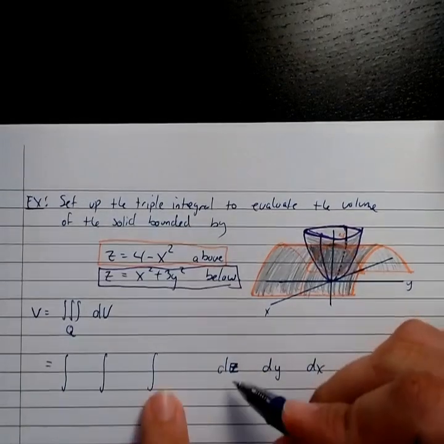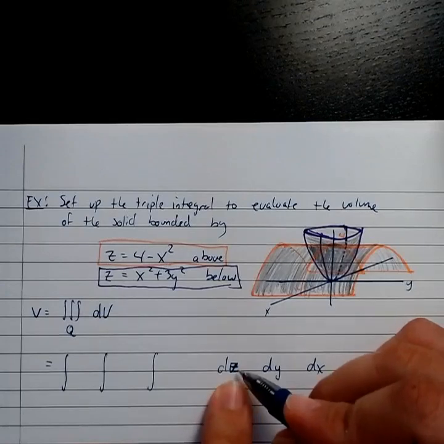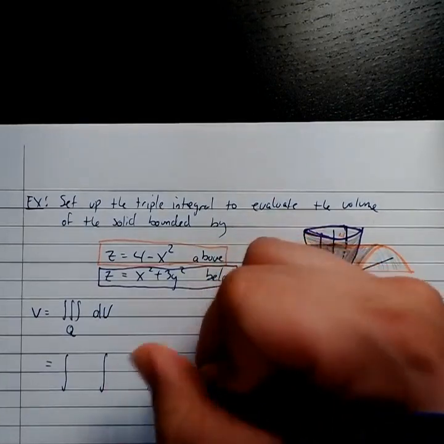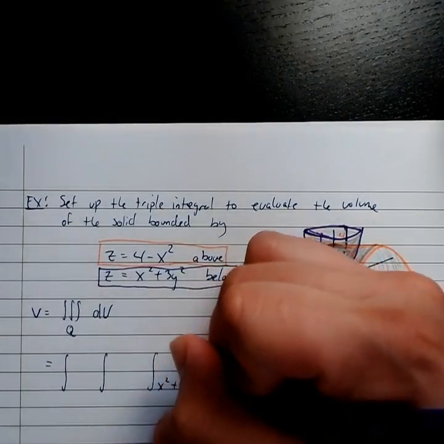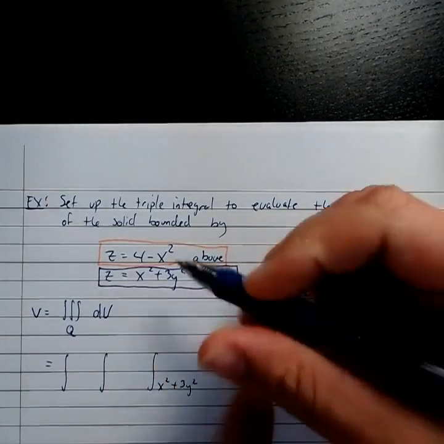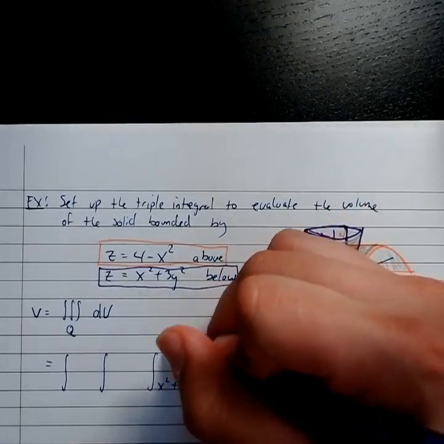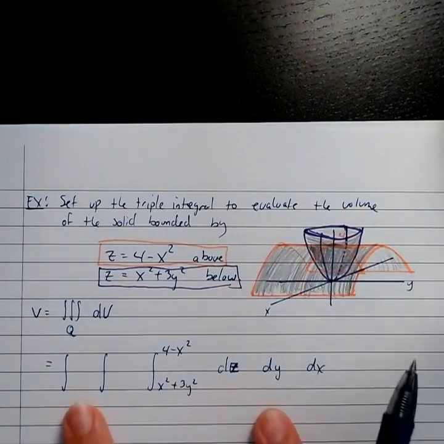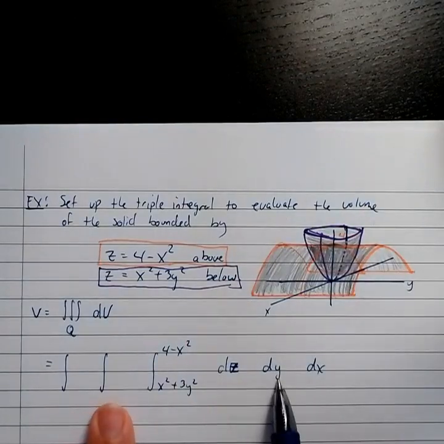So here, my z is bound by two functions of x and y. It's bounded below by x squared plus 3y squared, and it's bounded above by 4 minus x squared. Now, this one can only be bound by the variable we haven't looked at yet.